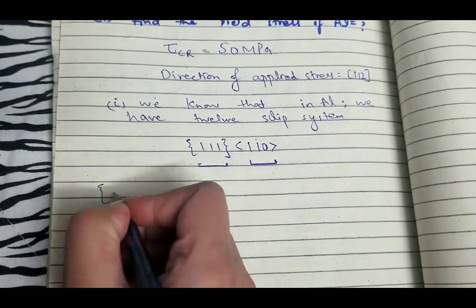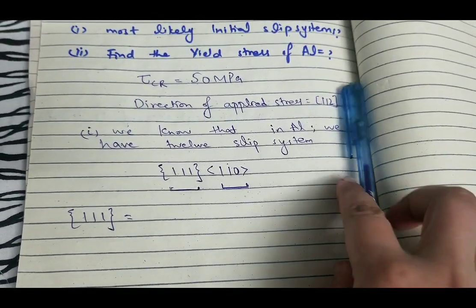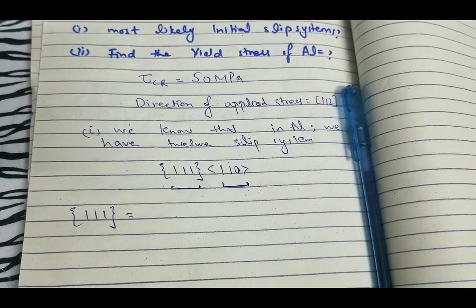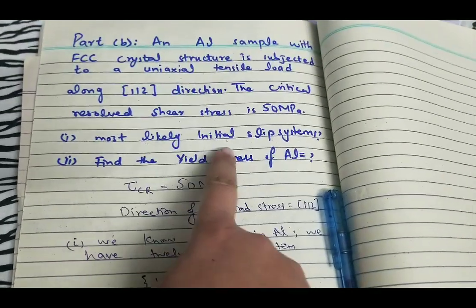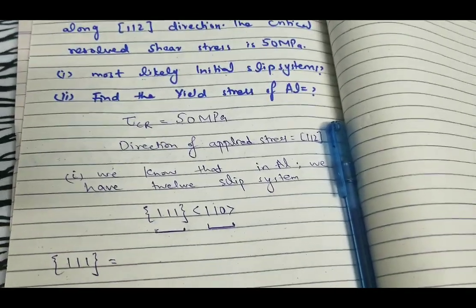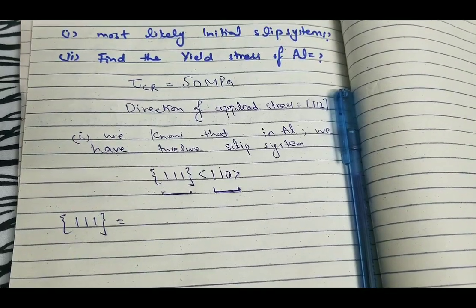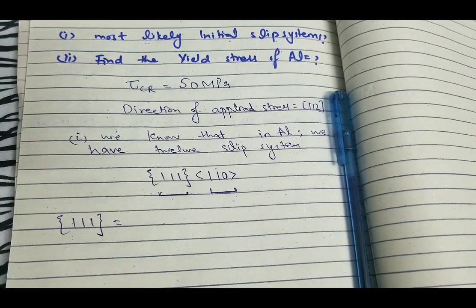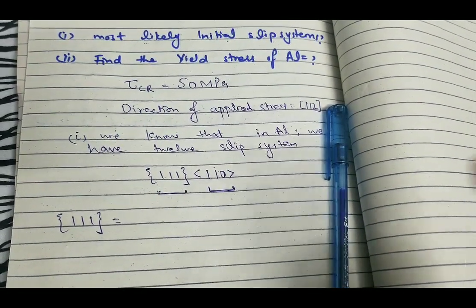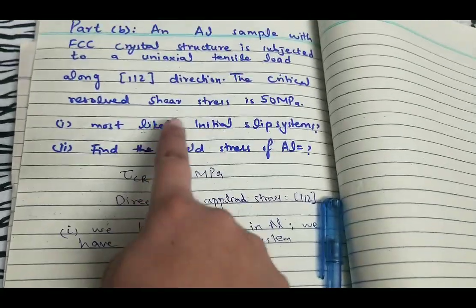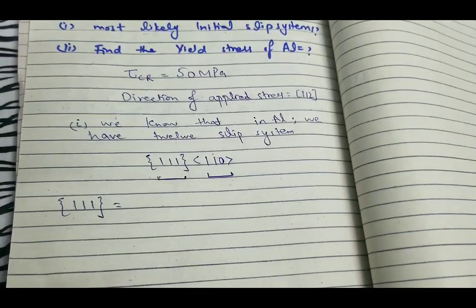Let us first write the family of planes it corresponds to, because we are not given a particular slip plane. We are taking all of the 12 slip systems and we'll see which is the most likely initial slip system. For that purpose we'll see which slip system has the minimum critical normal stress. The system with the minimum critical normal stress will most likely be the initial slip system. This is what we are going to do.